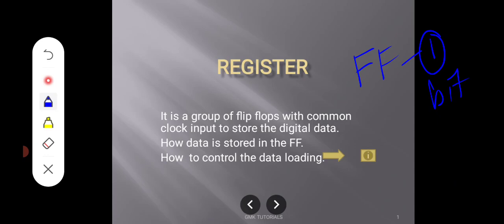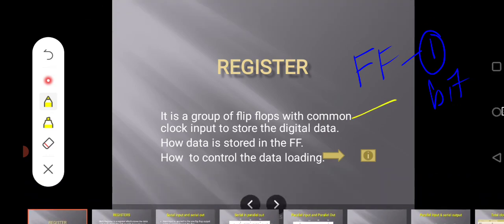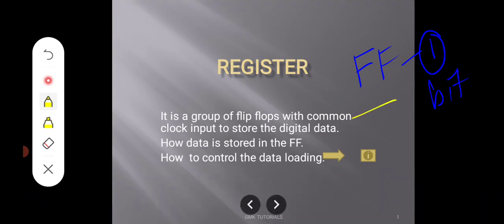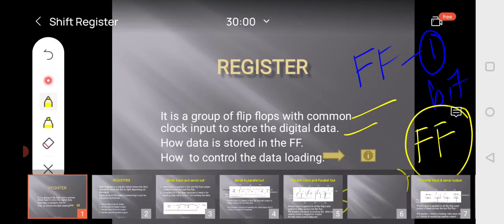So from this conclusion, I can say very simply, a register is nothing but a group of flip-flops with a common clock input to store digital data. So that means we can define it like this: a register is a group of flip-flops which stores a group of information, right? Why a common clock? Because flip-flops are sequential circuits, and sequential circuits operate with clock signals only. So that is the important consideration.